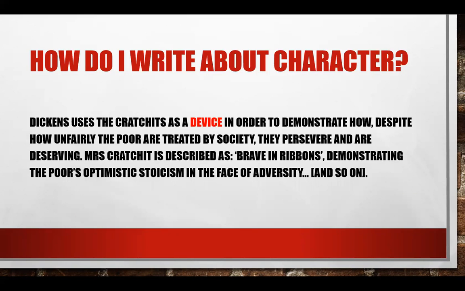Dickens uses the Cratchits as a device in order to demonstrate how, despite how unfairly the poor are treated by society, they persevere and are deserving. Mrs. Cratchit is described as "brave in ribbons," demonstrating the poor's optimistic stoicism in the face of adversity, and so on and so on. Okay, so this paragraph, or the start of a paragraph, explores the idea that Dickens creates the Cratchits to show us the plight of the poor and to have us feel sympathy for the poor as a social group. Okay, so the Cratchits represent the deserving poor as a social group. They're not real, they're a character, but they represent real people in society.